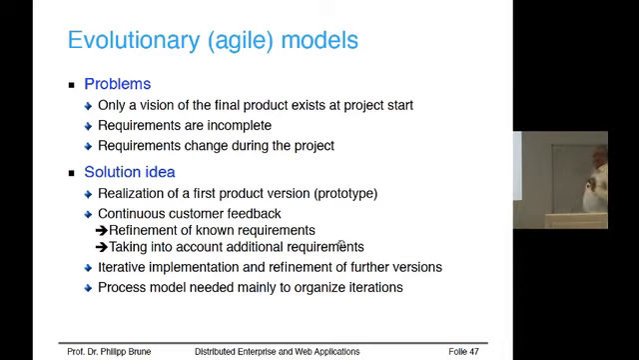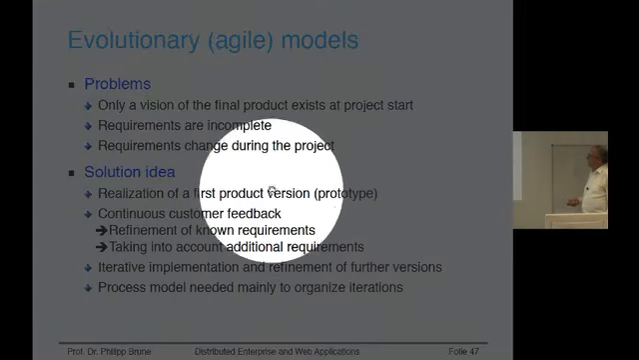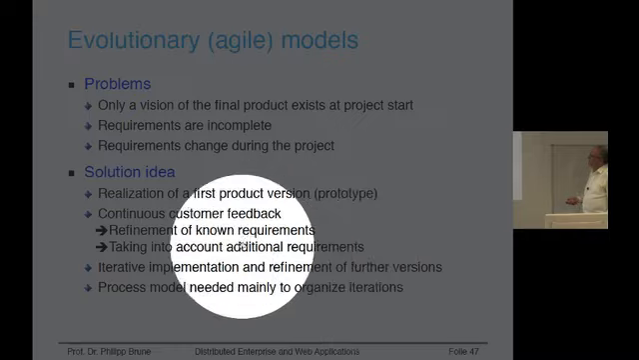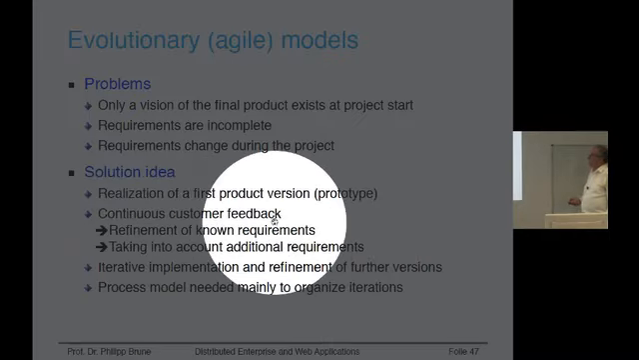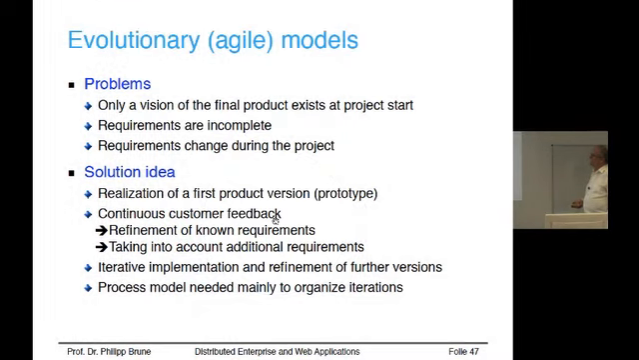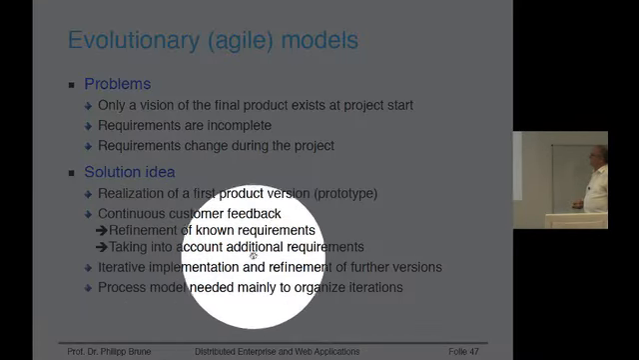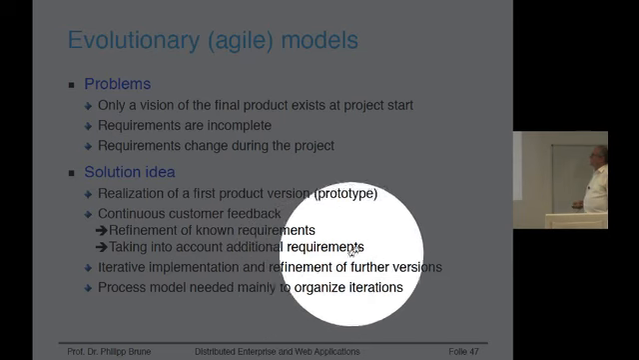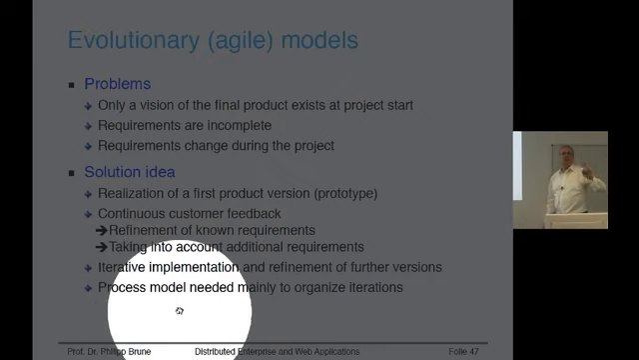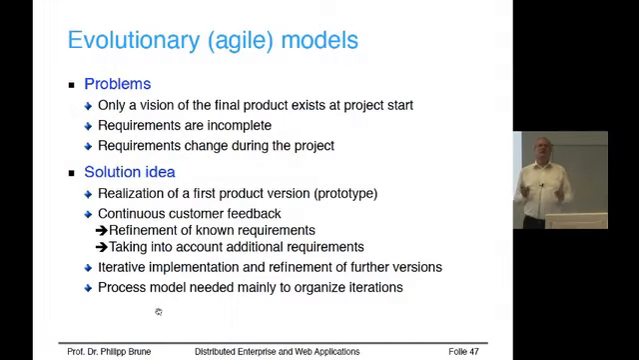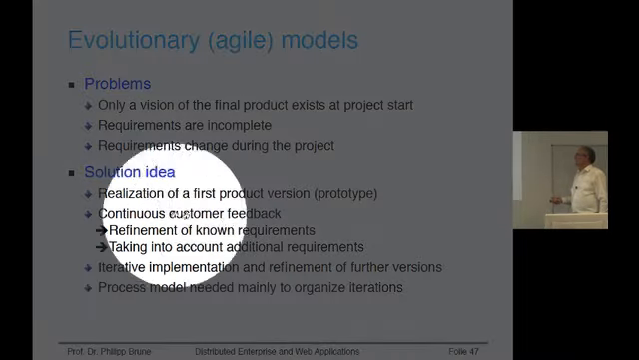And with that feedback, you go back and implement a second version of the prototype and give it again to the customers, and they test it and you get feedback, and then you continue. So agile methods are characterized by the idea that you have an iterative implementation with refinement of further versions, and that the process model and all this paperwork and these organizational and management processes are not there to organize a project from the beginning to the end, but to organize only the next iteration. So planning is always related to one iteration.